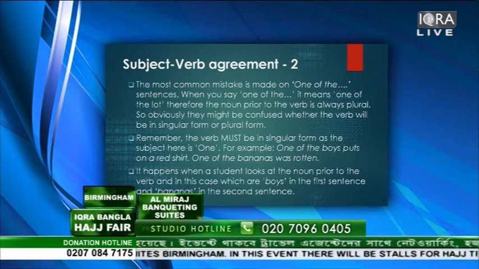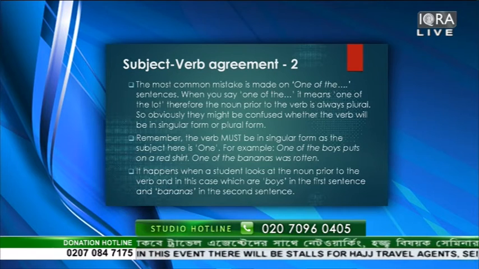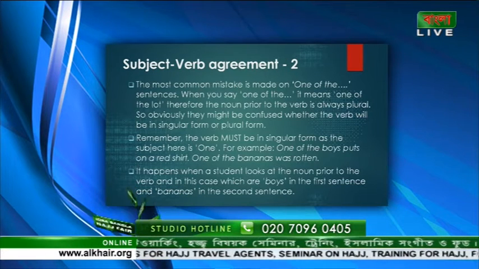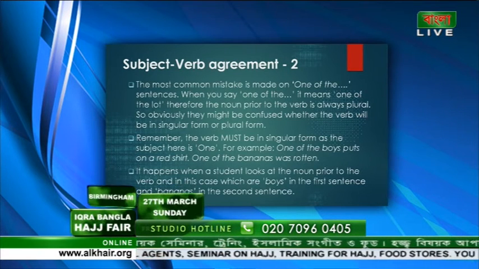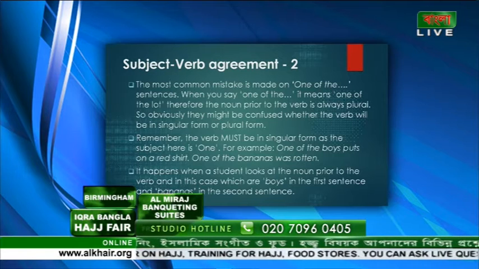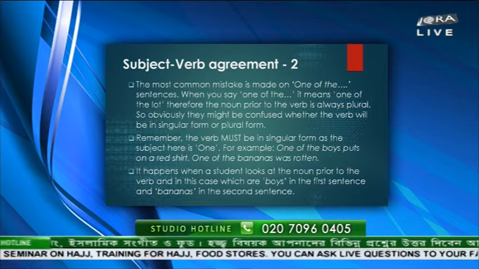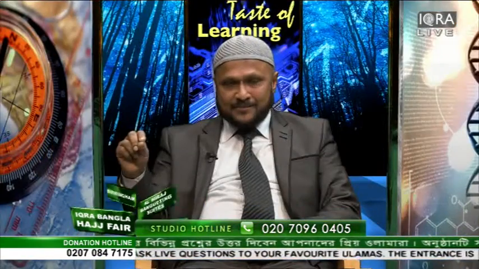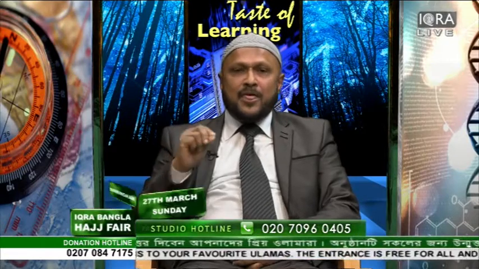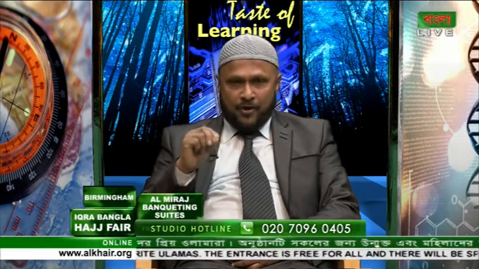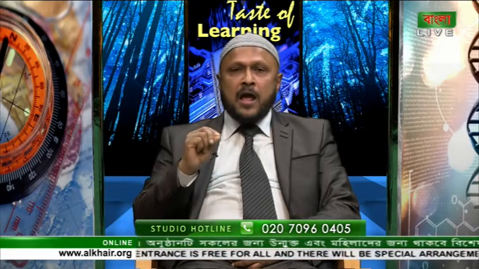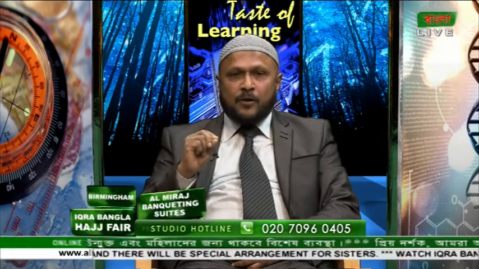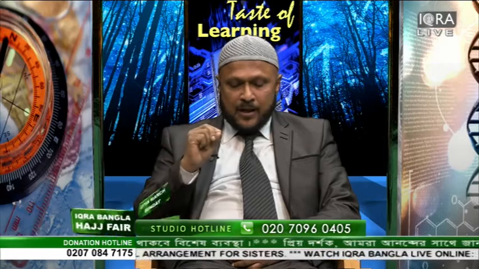For example, one of the boys puts on a red shirt. One of the bananas was rotten. Not one of the bananas were rotten, or one of the boys put. Because we know that if the subject is plural, we won't add S, but here you have to add S because the main subject is one of the. Bear in your mind that when a sentence begins with the phrase one of the, the verb that follows should be singular.